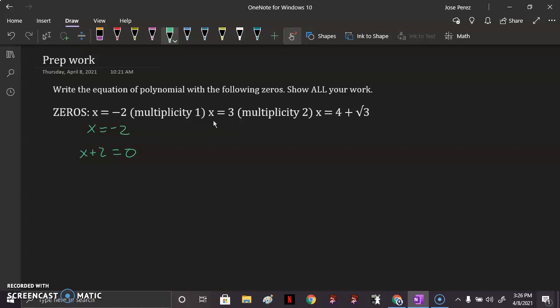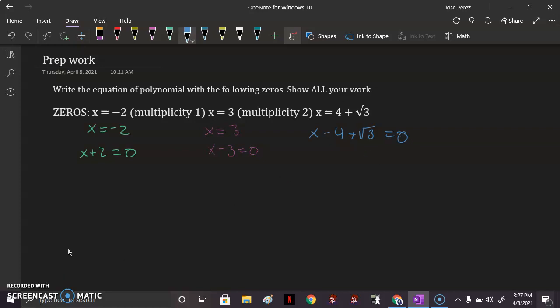So now what about x equals 3? We're going to turn it into reverse. So x is equal to 3, we're going to make it into x minus 3 is equal to 0. And then now we're going to do something special with this one. We're going to inverse it and make it equal to 0. So x minus 4 plus the square root of 3 is equal to 0.